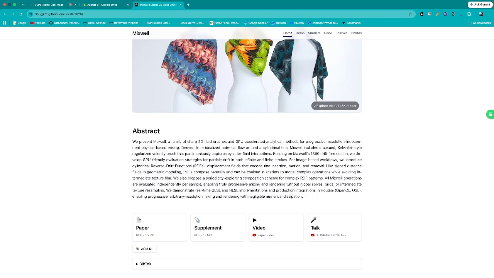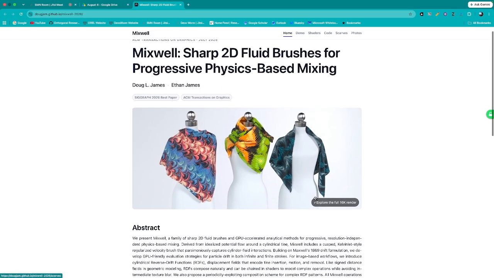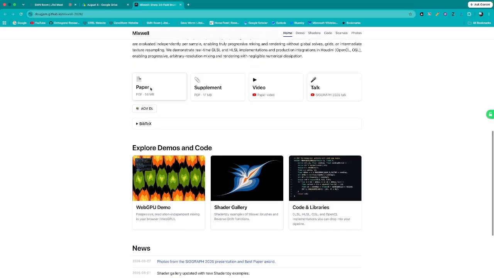texture resampling. We demonstrate real-time GLSL and HLSL implementations and production integrations in Houdini, enabling progressive arbitrary resolution mixing and rendering with negligible numeric dissipation. So this is kind of an example of the mixing patterns that they have here. So it does look like a kind of a fluid dynamics thing where they're mixing patterns and colors in these ways. So let's go to the paper.